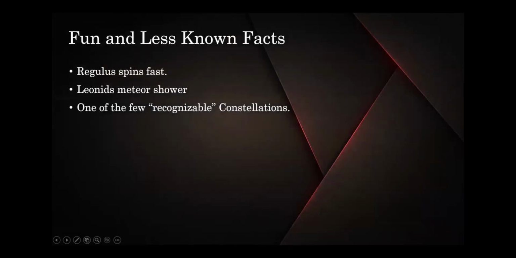We have already discussed some of these. Some fun facts: Regulus spins really fast, and the name Regulus is associated with kingship and power. The Leonid meteor shower happens every November, and it appears to radiate from the constellation of Leo.